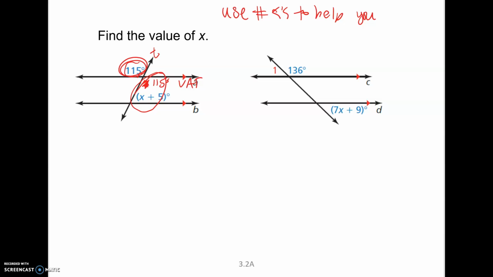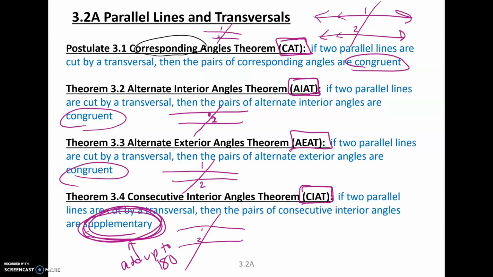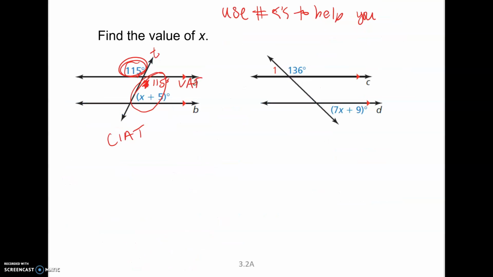So if they're both on the inside and the same side of the transversal, that is consecutive interior angles. So I'm going to look back to my original. I'm going to find consecutive interior angles and then figure out, are they going to be congruent or supplementary? Okay. So that's my very last one down there. That's the one that's different.